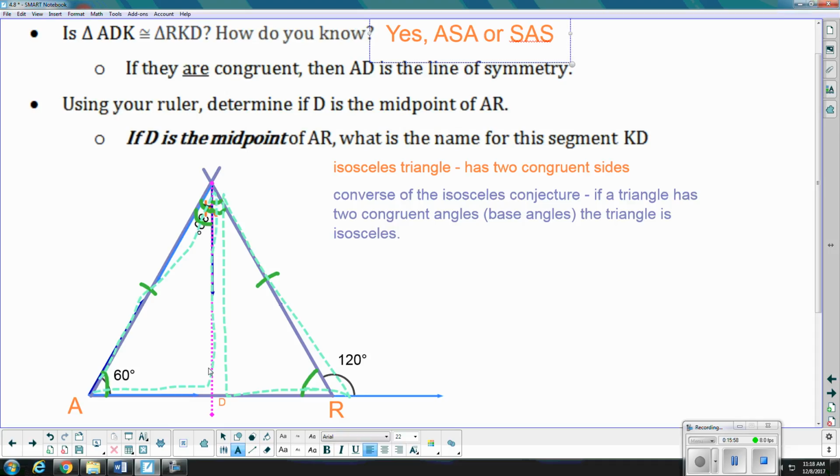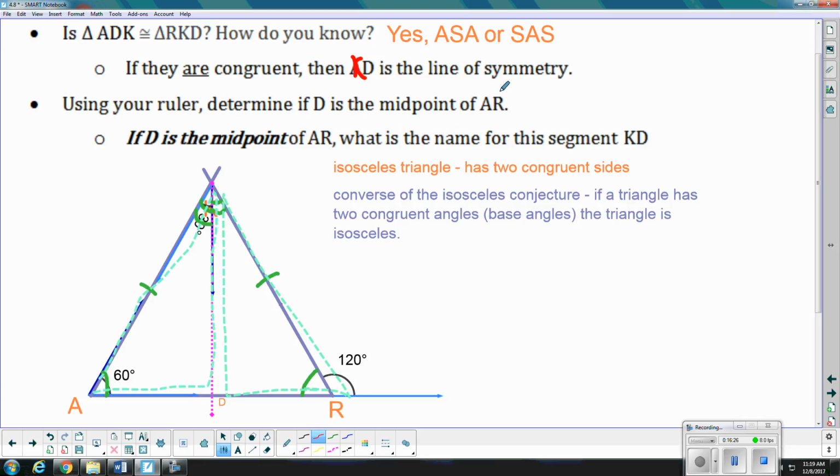So if they are congruent, then AD, actually that should say if they are congruent, then KD is the line of symmetry. So this should say KD is the line of symmetry for those two triangles.